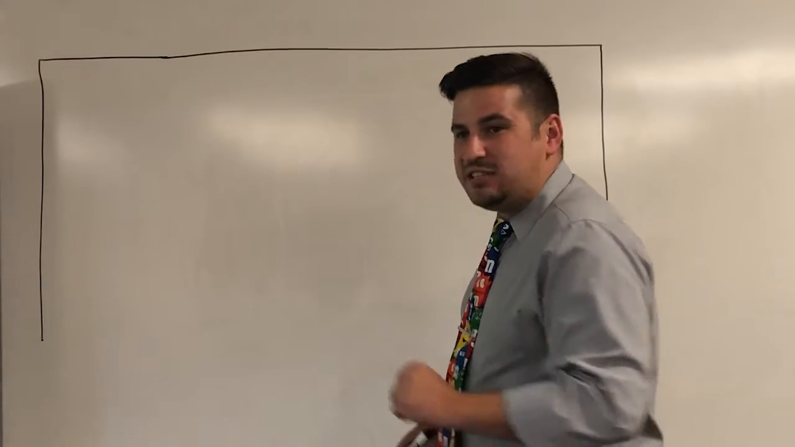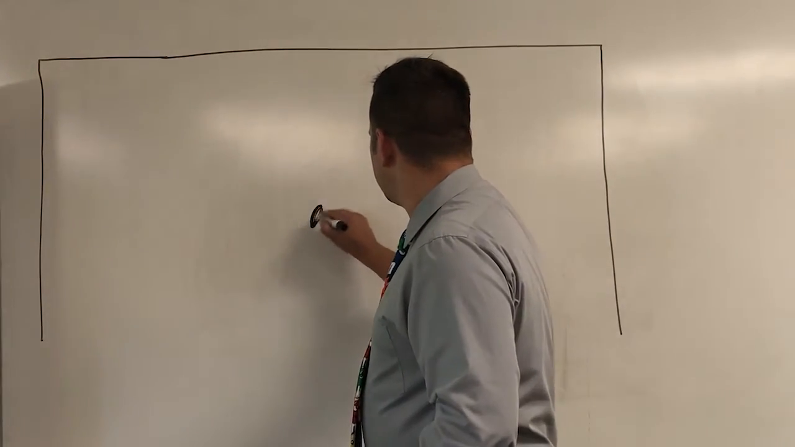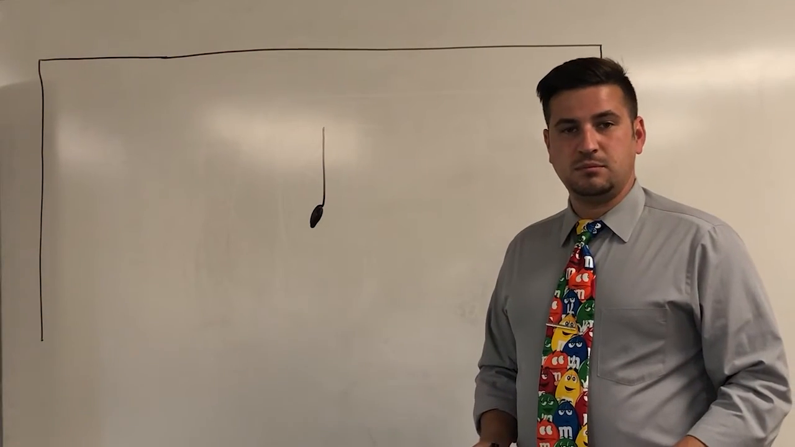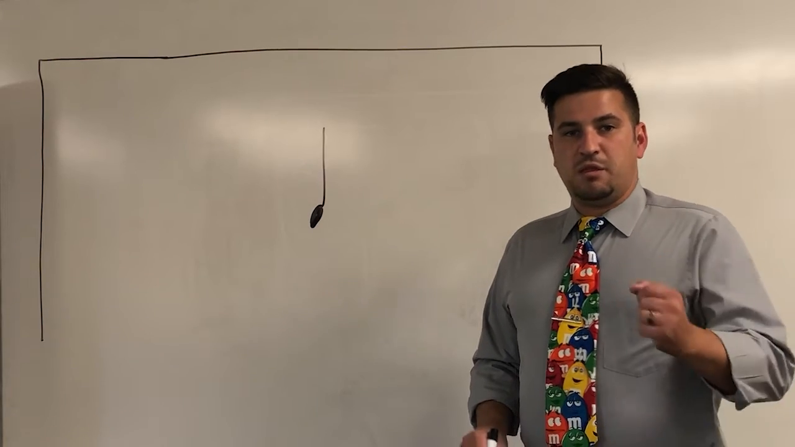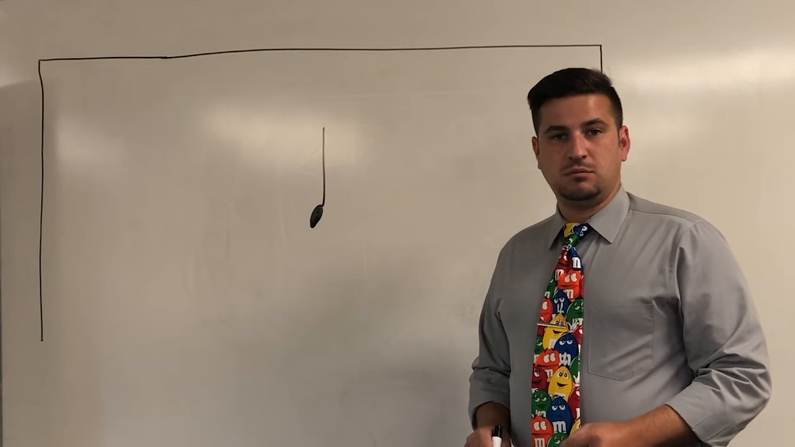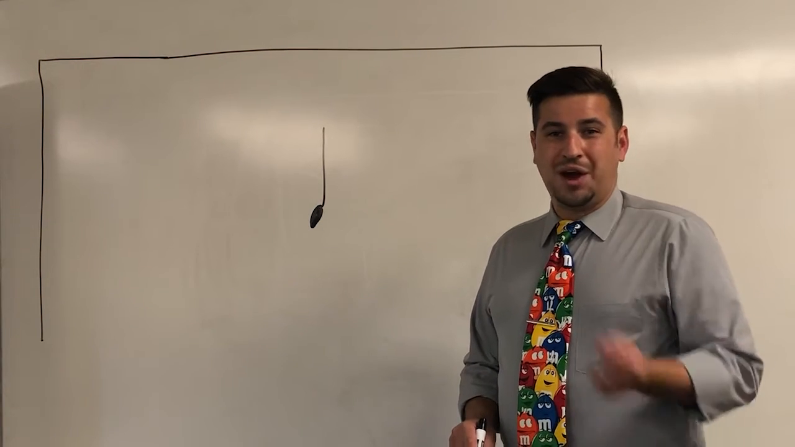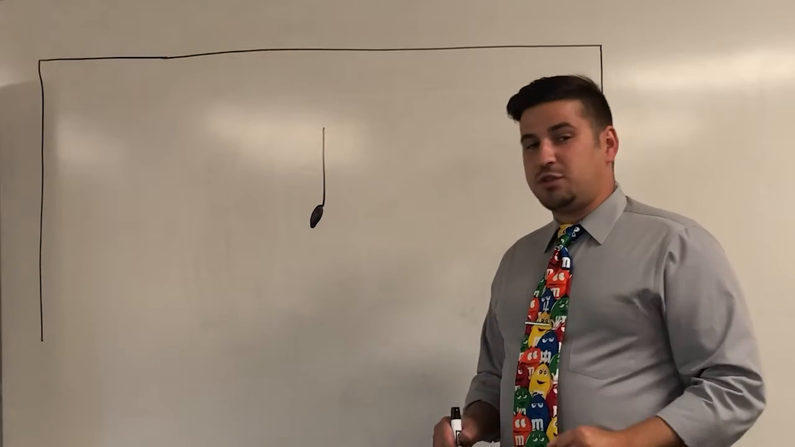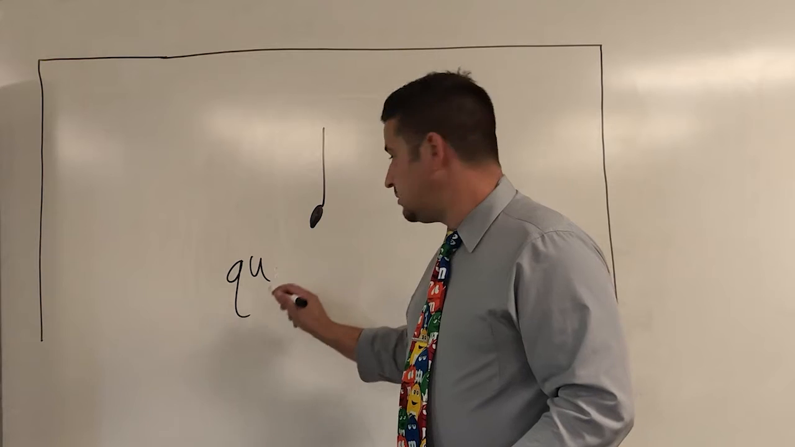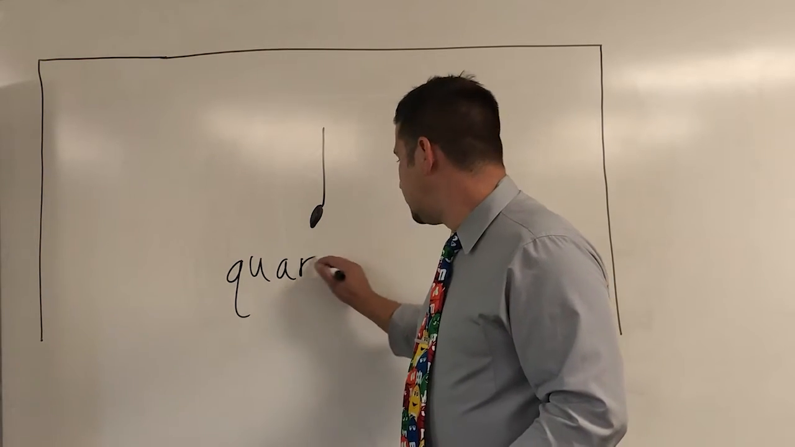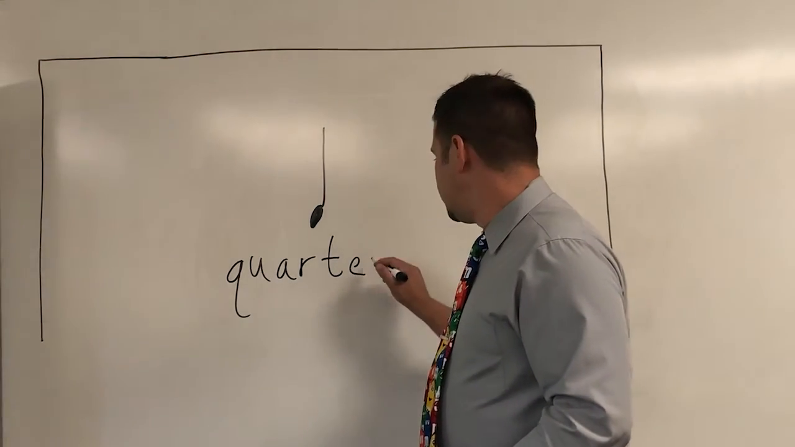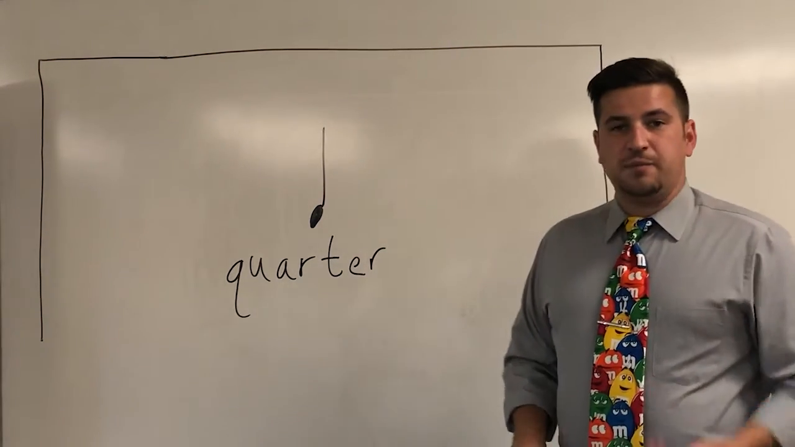Let's just start with something easy. Here we go. I'll give you 5 seconds. Now I want you to write down what kind of note that is. All done? All right, I'm gonna spell it for you. I want you to write this down on your paper if you weren't able to. Q, U, A, R, T, E, R. That's right, it's a quarter note.